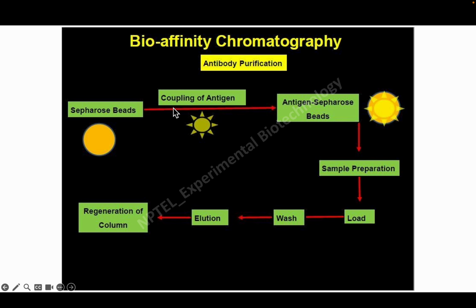In your lecture, you have already gone through bioaffinity chromatography. You have a sepharose bead, and you are coupling the bead with antigen. This is for antibody purification, so you have to couple the bead with antigen. Now the antigen sepharose beads are conjugated. Then you do the sample preparation, load, wash, elution and regeneration of the column. This is the workflow of bioaffinity chromatography.